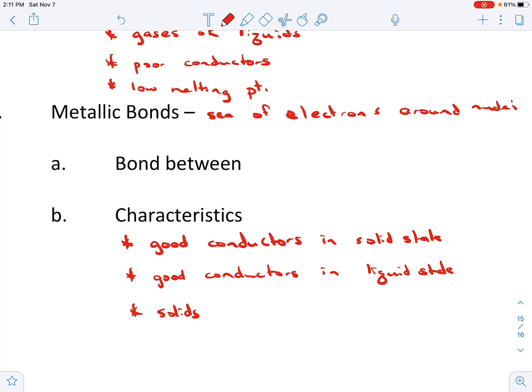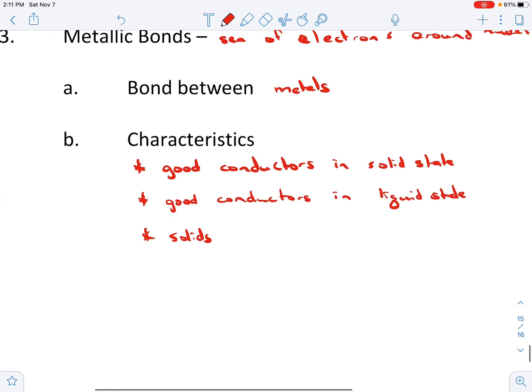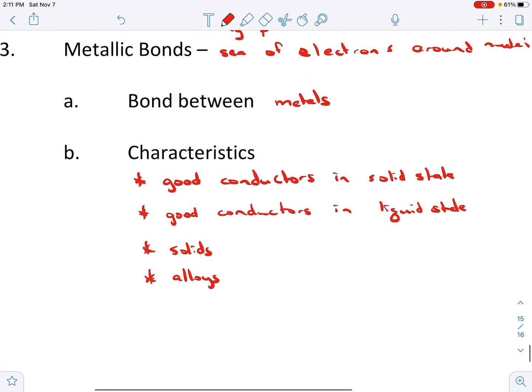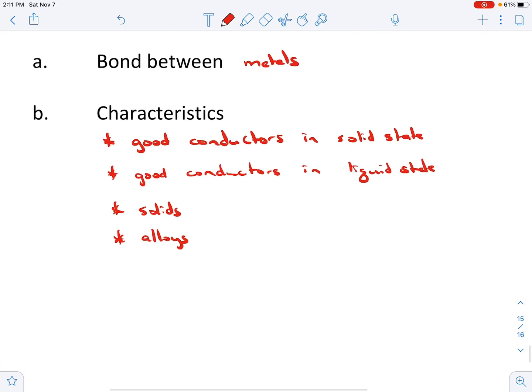Their melting points vary depending on the metal that you have, so we can't really make a definitive statement saying that we have a high melting point or a high boiling point. This is a bond between two or more metals. The last thing we have here is alloys, which are just a combination of two or more metals. Brass is an alloy. And that, my friends, is the last page of notes.